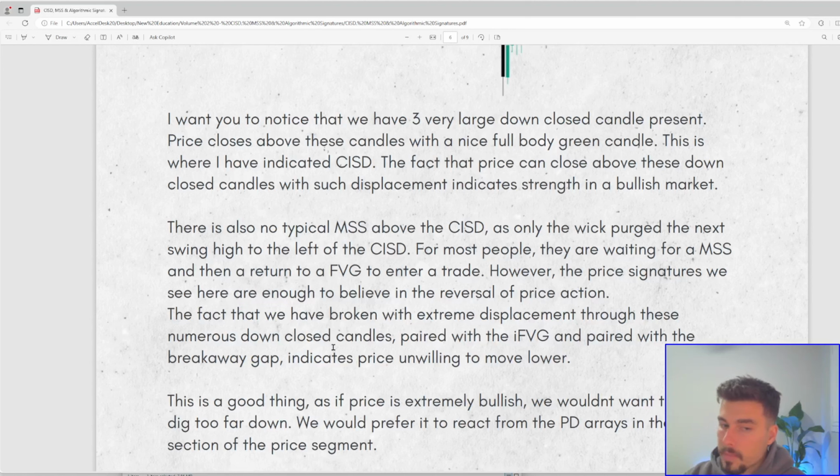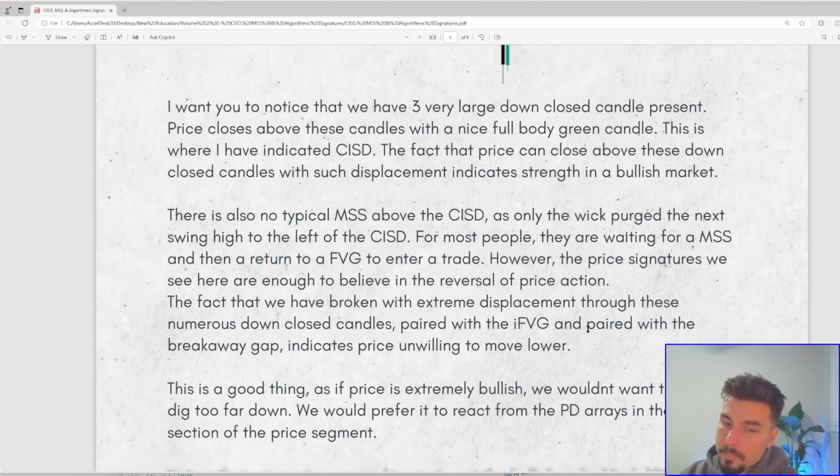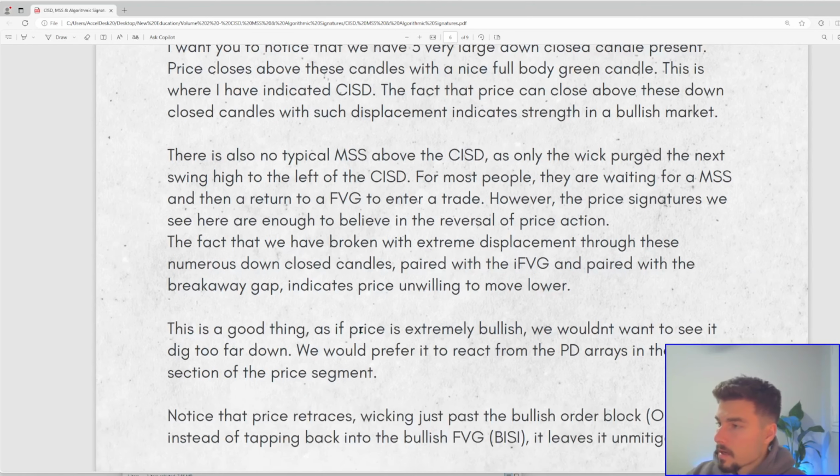However, the price signatures we see here are enough to believe in the reversal of price action. That's important. The fact that we've broken with extreme displacement through these numerous down close candles, paired with an inversion fair value gap and paired with a breakaway gap, it just indicates that price at this point seems to be unwilling to move any lower. It's really, really important to keep in mind. Again, this is a good thing, because if price is really bullish, to be honest, you wouldn't want to see price dig too far down.